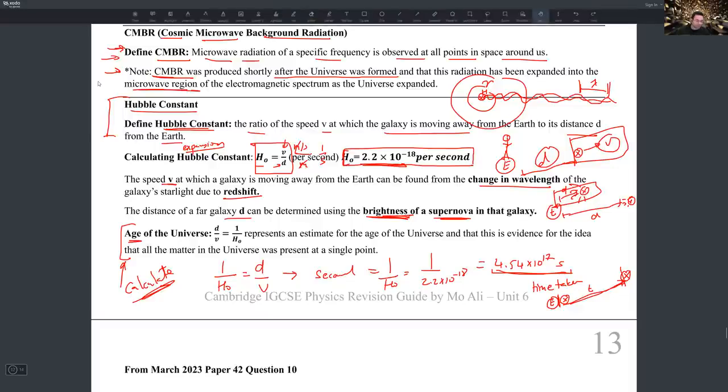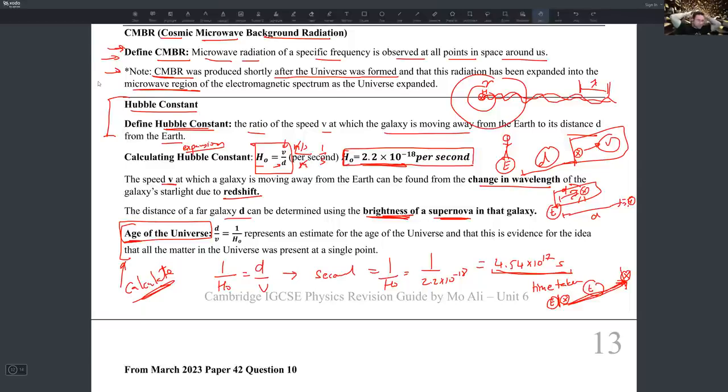So for now, the value of the time taken for the galaxy to move away from us is 4.5 times 10 power 17 seconds. Since this is the time taken for Galaxy X to move away from us, this is the age of the universe. Because we're assuming everything started next to each other and then moved apart. So this is how long the universe has been alive, essentially.